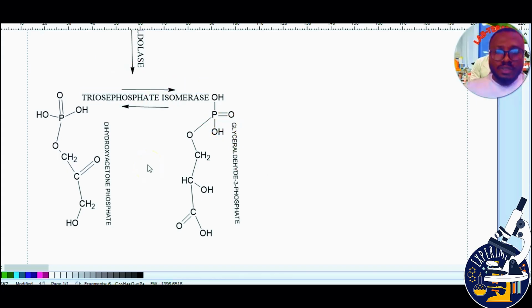Good, so that's what I actually wanted to bring on board. So this triose phosphate isomerase catalyzes the conversion between the glyceraldehyde 3-phosphate and the dihydroxyacetone phosphate, and both of them can be interconverted. But the necessary one needed at the moment to continue with the glycolytic pathway is the glyceraldehyde 3-phosphate, and it means that our next step will focus on the glyceraldehyde 3-phosphate.